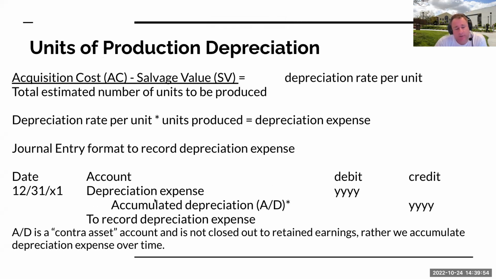How do I record it? It's the same way as we've always done. I'm debiting depreciation expense and crediting accumulated depreciation. Remember, accumulated depreciation is a contra asset account, not closed out to retained earnings. This is where we're going to be accumulating our depreciation.